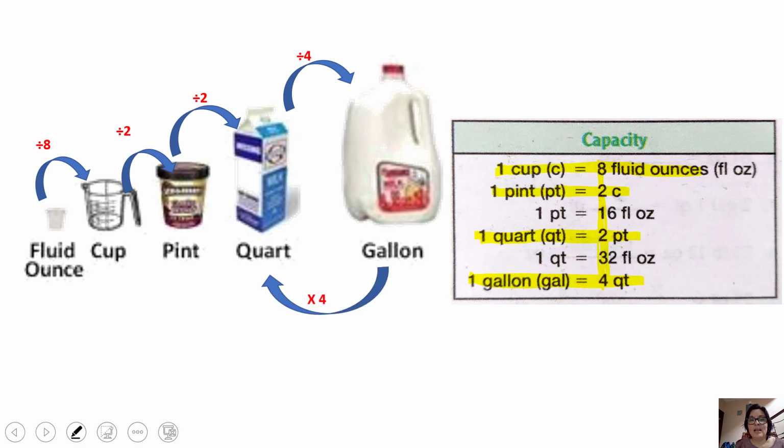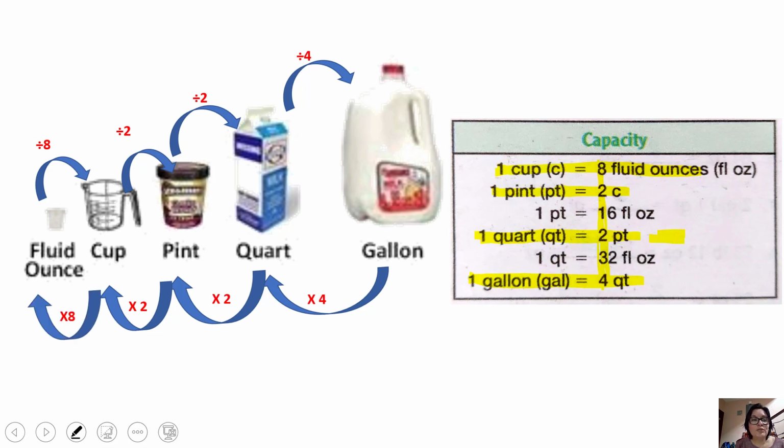Let's see. If you are changing gallons to quarts, you have to multiply times 4. Why? Because 1 gallon has 4 quarts. If you are changing quarts to pints, you have to multiply times 2 because 1 quart has 2 pints. From pints to cups, times 2 because 1 pint has 2 cups. And from cups to fluid ounces, you have to multiply times 8.